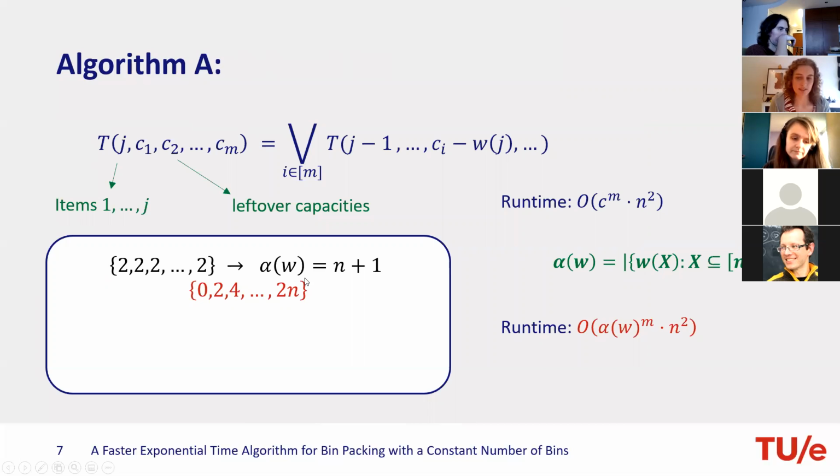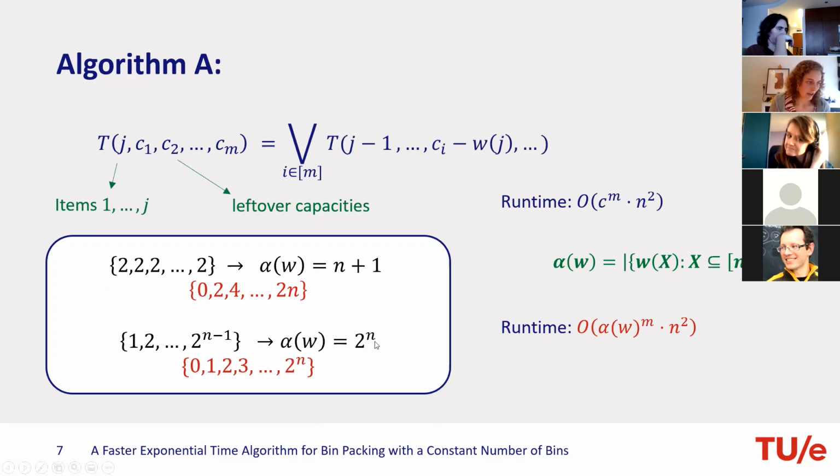So in this case, it actually gives us something better. But again, if we use the powers of 2, alpha of w is actually 2 to the n, because we can make all the weights up until 2 to the n. So in that case, this algorithm will become really, really slow, and we don't want it.